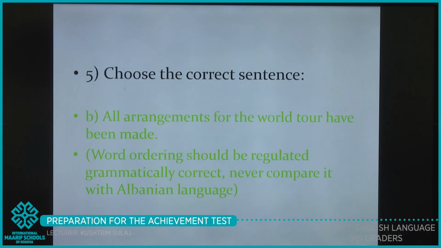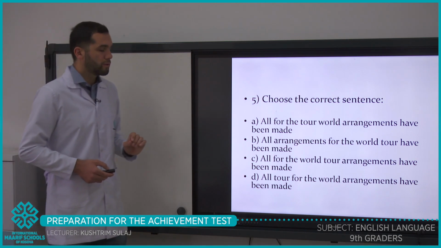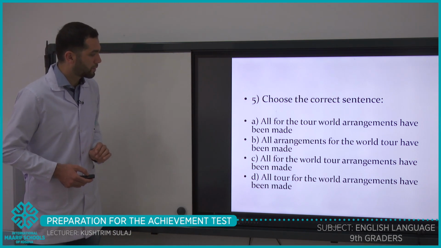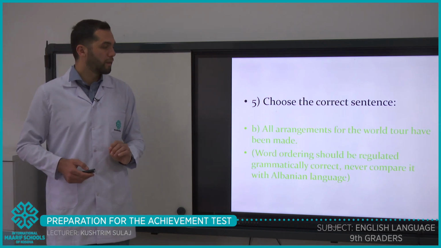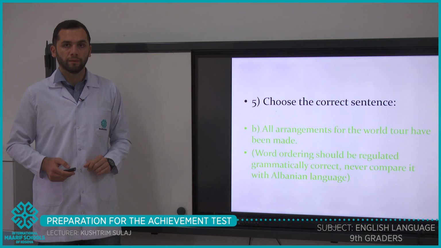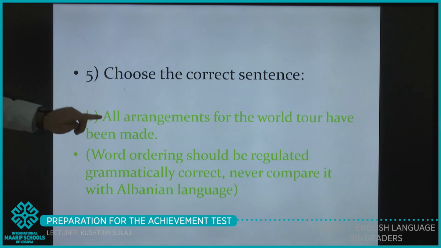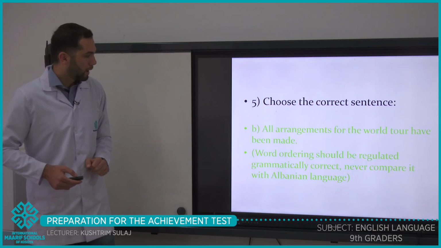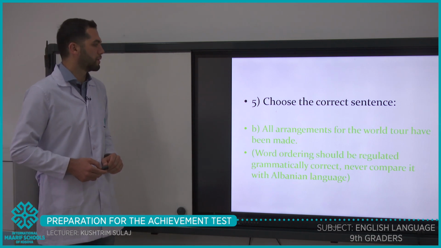It says B, because all arrangements for the world tour have been made. Analyzing it further, you cannot use the linking words or prefixes or suffixes before arrangements, but you have to be specific, telling that all arrangements for the world tour have been made. Okay? Now, as I said, you have to be very careful about word ordering. Should be regulated grammatically and then correct. Never compare it with Albanian or other languages.